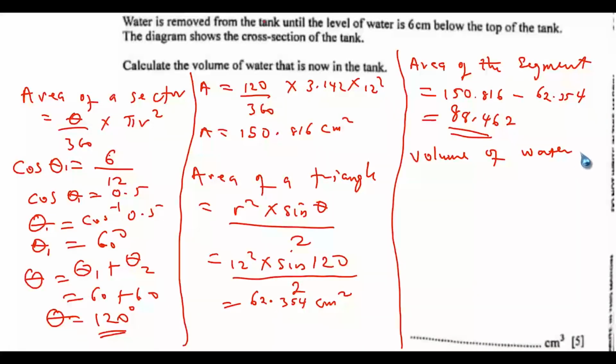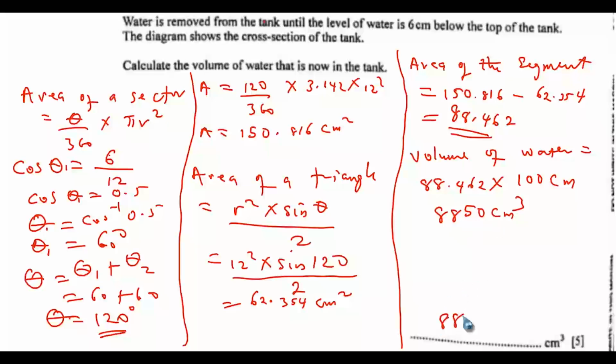okay, so that is now in the tank, will be equal to the cross section area, which is the area of the segment, that is 88.462, multiplied by the distance between the two cross sections, that is 1 meter, which is equivalent to 100 centimeters. If you do that, this will give you 8,850 centimeter cube. So that will be the volume of water that is now in the tank.